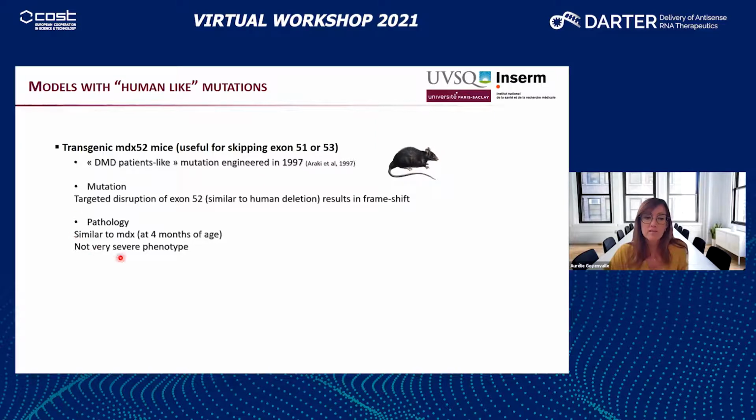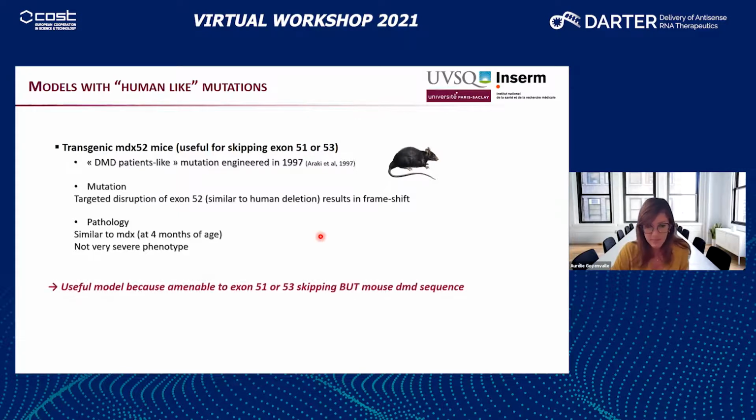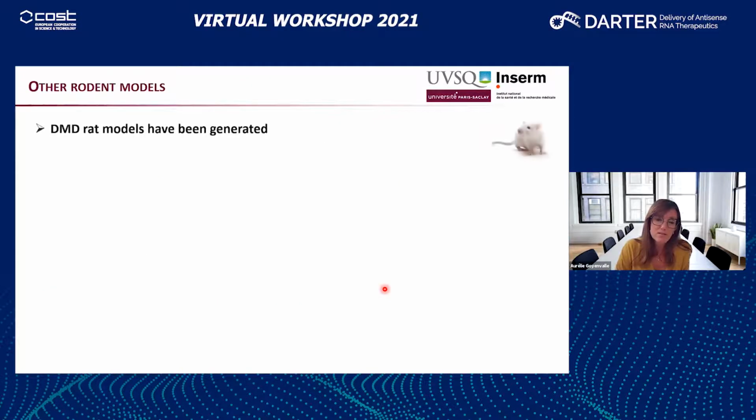And the pathology is quite similar to the MDX. So I would say that the only advantage is that you would at least target exon 51 or 53 when you're doing exon skipping. But you still have to be careful because it's still the mouse sequence. And so that's a point that we'll see at the end, if you want to use human-specific sequence.